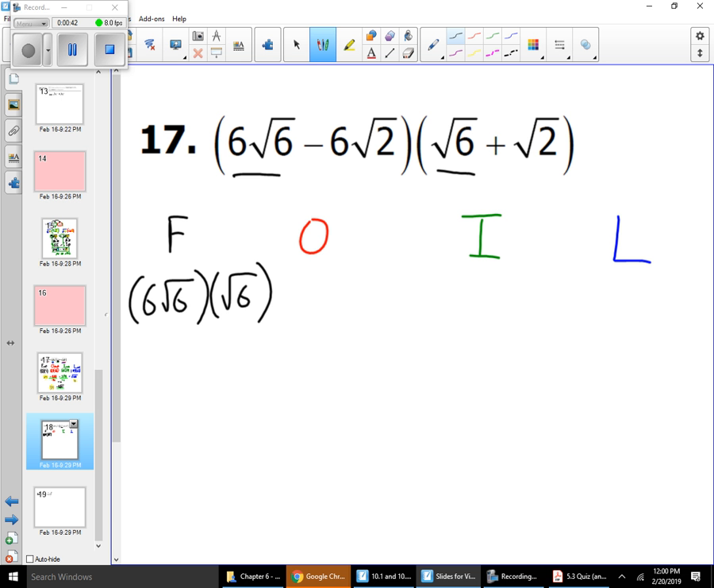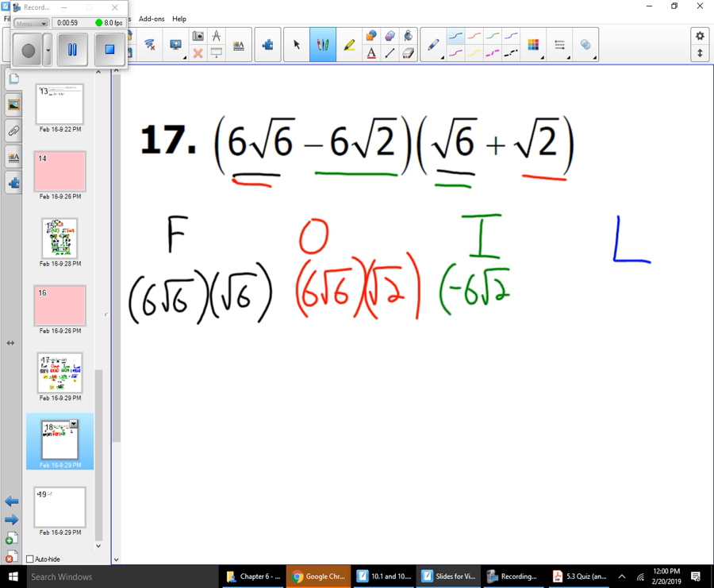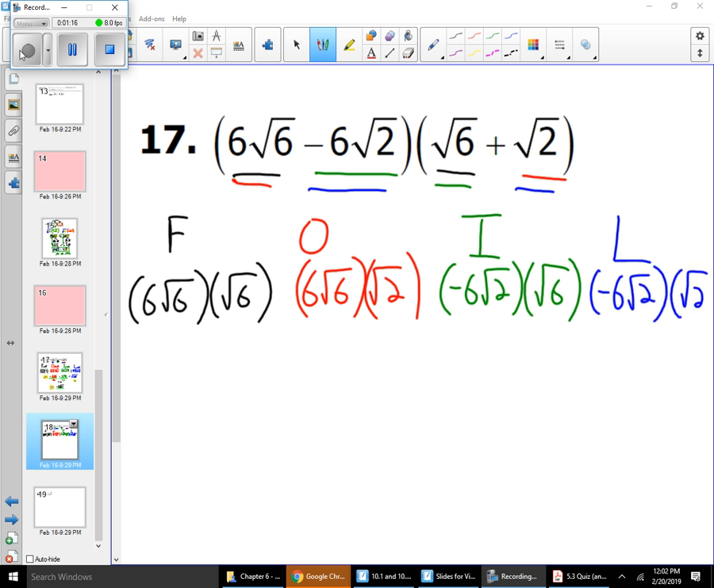Our outside terms, those are the ones furthest away from one another. We have a 6 root 6 and a root 2. Our inside terms are a negative 6 root 2 and a positive root 6. And our last terms, negative 6 root 2 and a root 2.